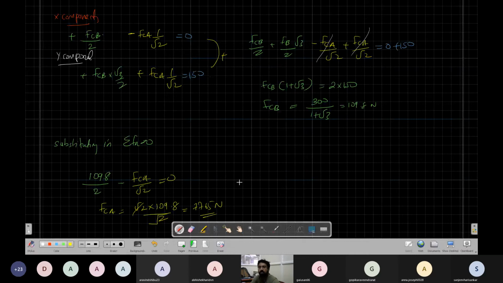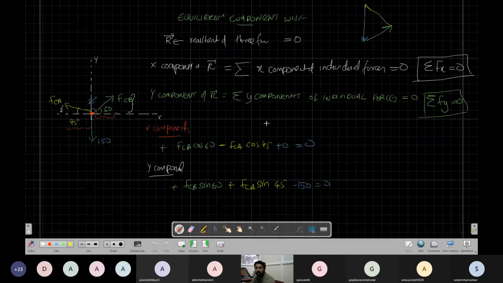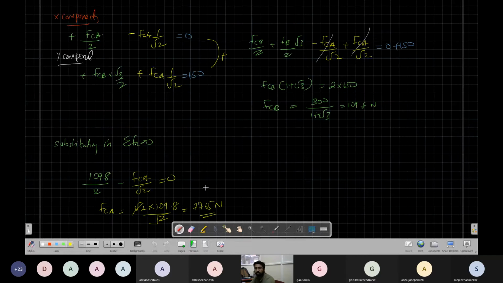Right. So these are the two methods we can use. One is the problem-solving method using equations. This is the fastest method because you can solve quickly using Lami's theorem. Even if you forget Lami's theorem, you can solve this equation also because these are the most general equations. Okay. So I hope this is clear. Any doubts in these equations? If you have doubts, you can ask me. I will write the second question here.